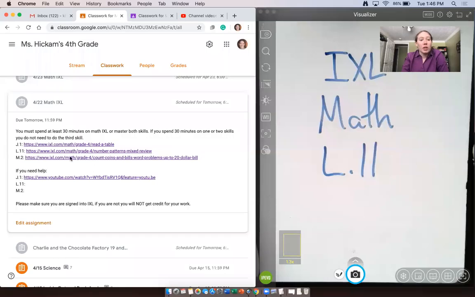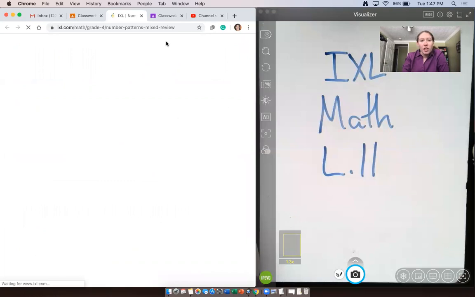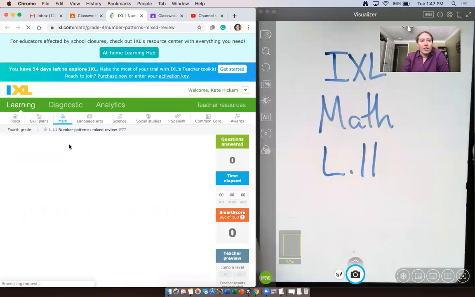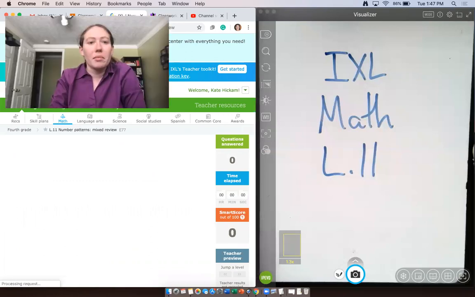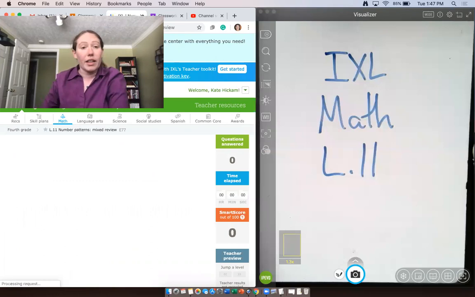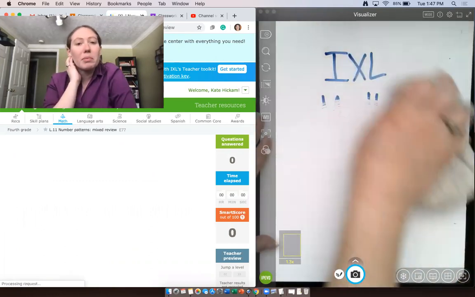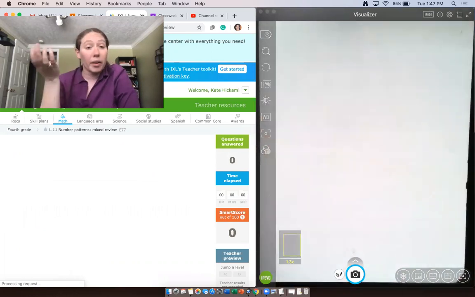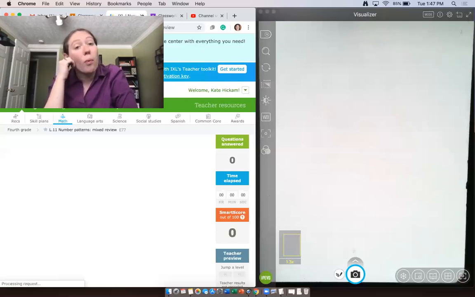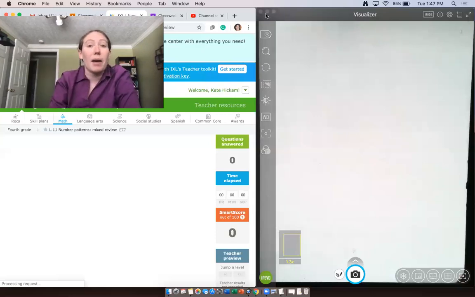Hi guys, so we're going to L.11, so I'm clicking on it, making sure that the correct skill comes up as well as my name is in the upper right hand corner. These are taking a minute to load. They are randomly generated problems, so yours might look different than mine. So this says number pattern mixed reviews. So we know that we're going to be looking at quite a few patterns. So we have to determine what the pattern is or figure out what steps come in that next pattern.